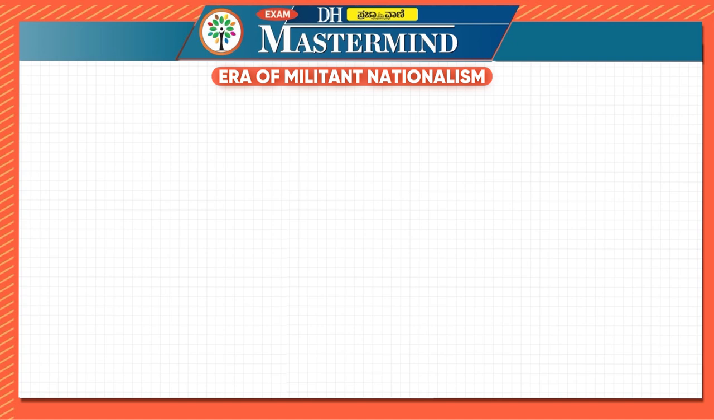So when it comes to the Indian national movement, the time from 1905 till 1947 will be of utmost importance for us. The era of militant nationalism actually starts from 1905. There is a lot of background also for this, but we are discussing particularly from 1905 to 1947. Let us look at a bit of background first.